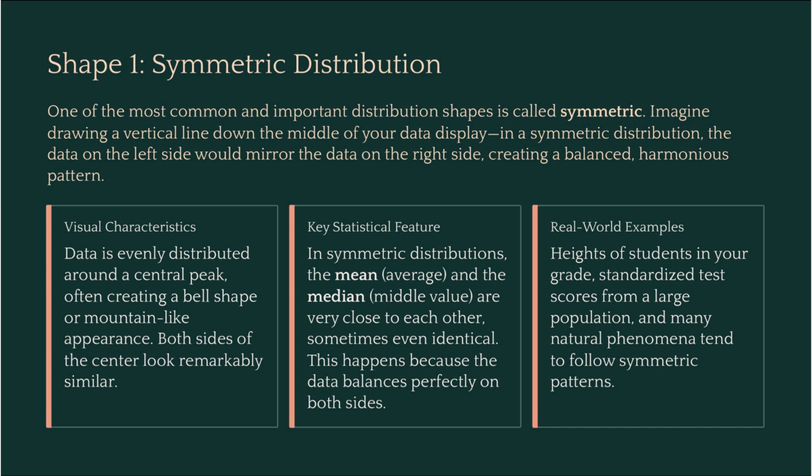When describing the shape, the first thing to look for is symmetry. A symmetric distribution looks balanced. If you folded the graph in half, one side would mostly mirror the other. Think of a perfect bell shape. When a distribution is symmetric, the best news is that the mean and the median will usually be the exact same number, or very close.